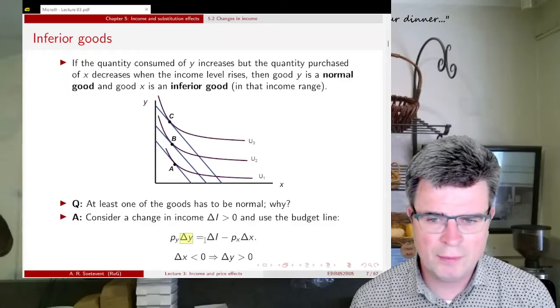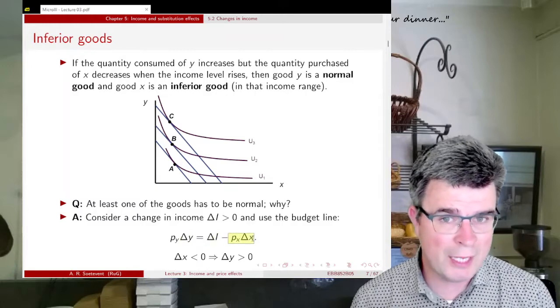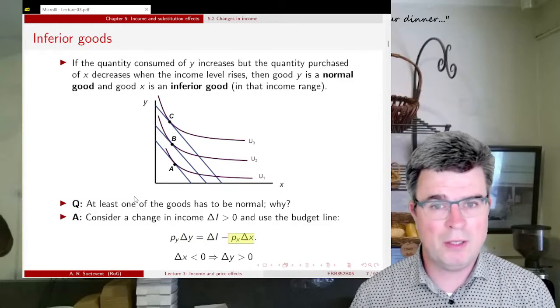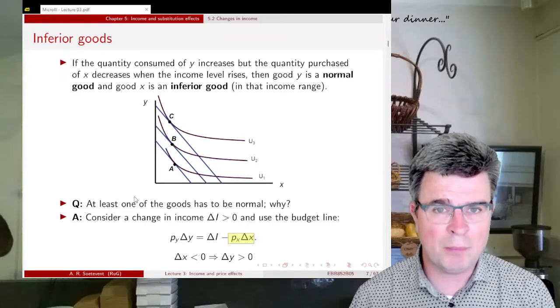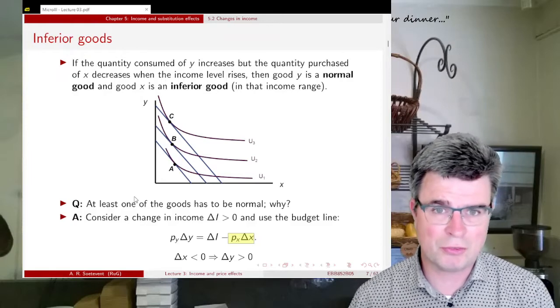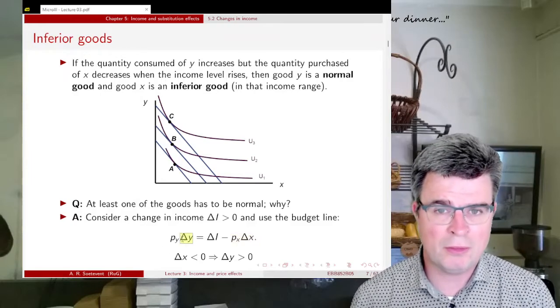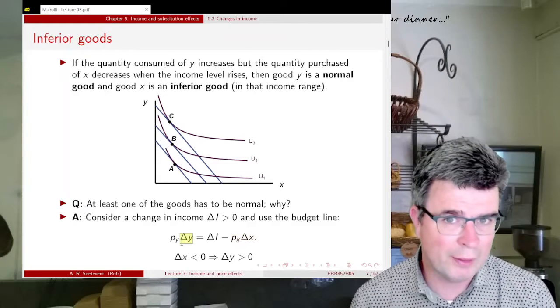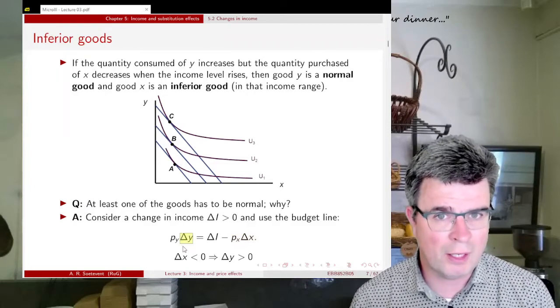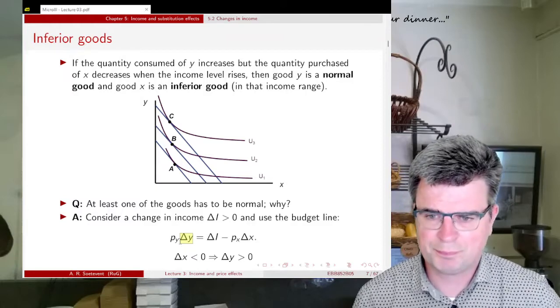Stated differently, we have a positive change in income. If we reduce our consumption of good x, then next to the extra income, we also have some additional income to spend because we consume less of good x. Well, then we definitely need to spend it on additional units of good y. Otherwise, the budget line, the budget set, the budget constraint will not be satisfied.